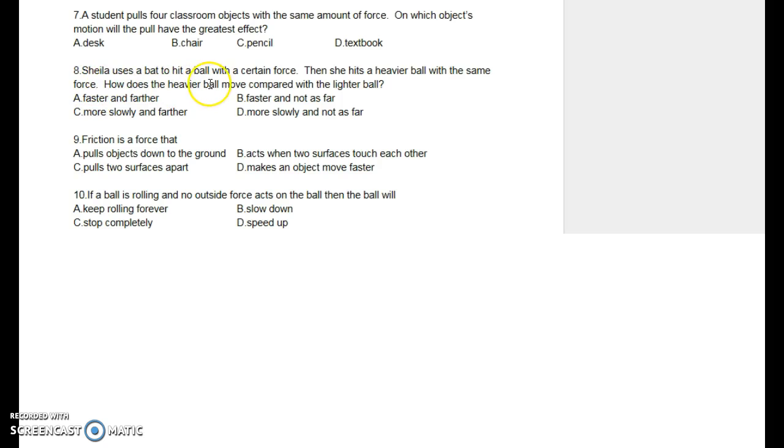Number 8. Sheila uses a bat to hit a ball with a certain force. Then she hits a heavier ball with the same force. How does the heavier ball move compared to the lighter ball? A, faster and farther. B, faster and not as far. C, more slowly and farther. D, more slowly and not as far.